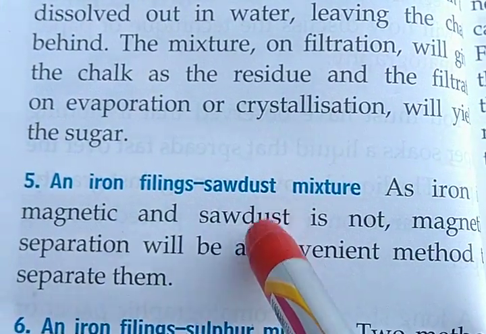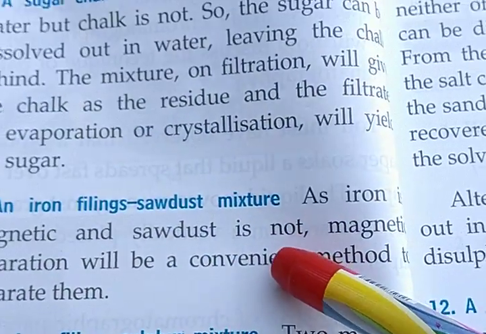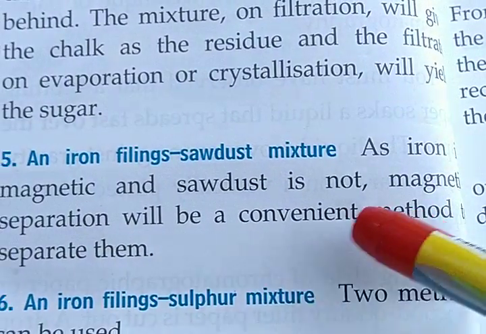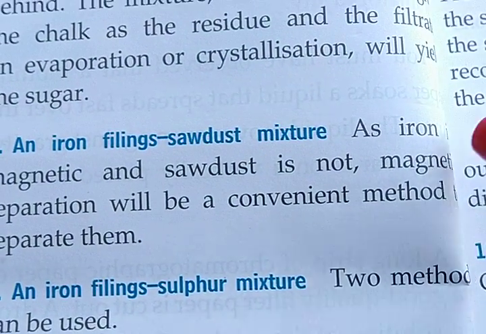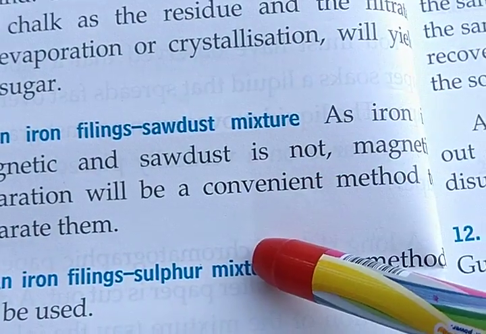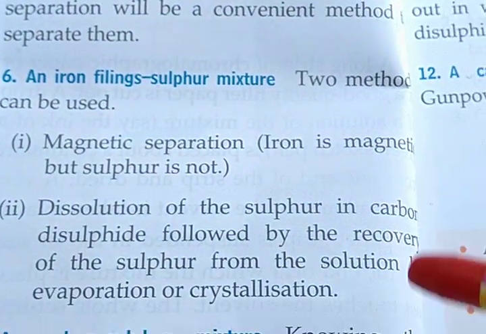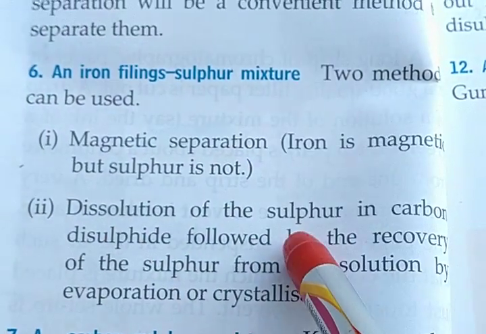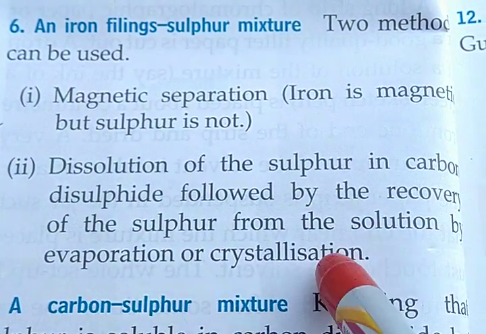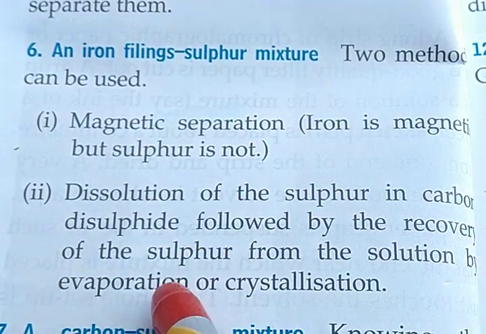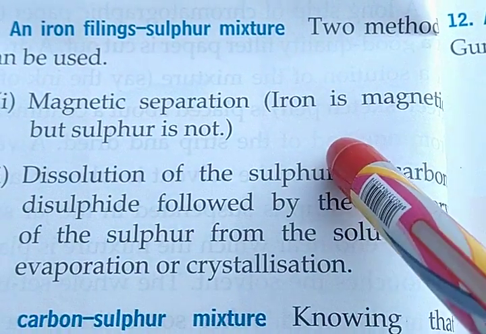An iron filings and sawdust mixture. Iron is magnetic and sawdust is not. So magnetic separation will be a convenient method to separate them. When we move any magnetic substance over it, we can easily separate the iron from the sawdust particles because iron easily attaches to a magnet. And an iron filings and sulfur mixture. Two methods can be used: magnetic separation, and dissolution of sulfur in carbon disulfide, followed by recovery of sulfur from the solution by evaporation or crystallization. When we apply the dissolution process, we have to use carbon disulfide to separate the sulfur from the iron filings.